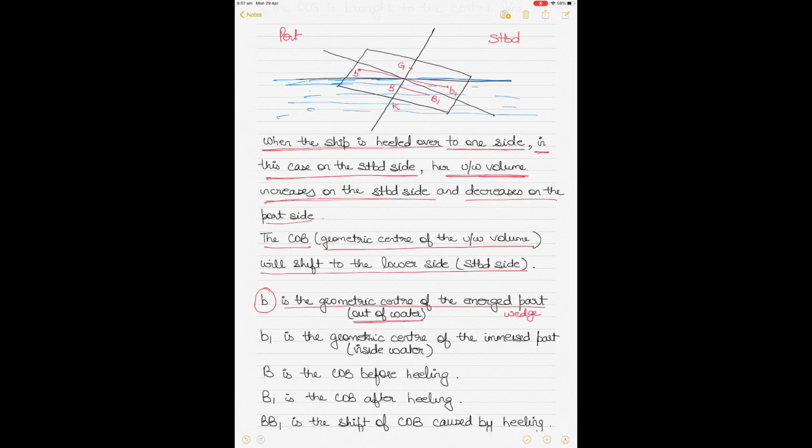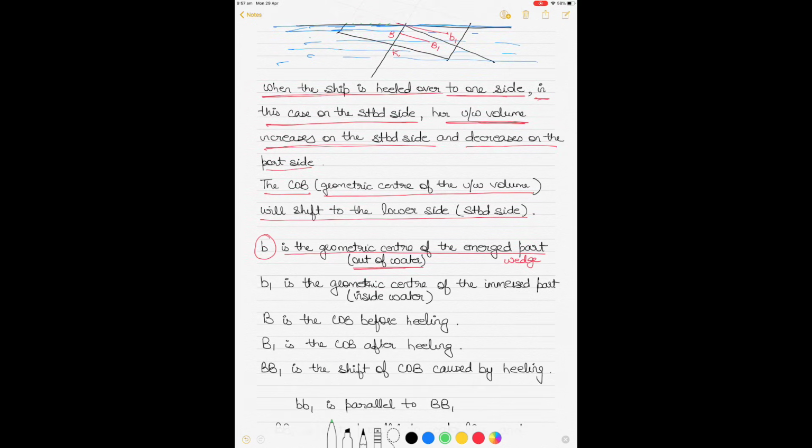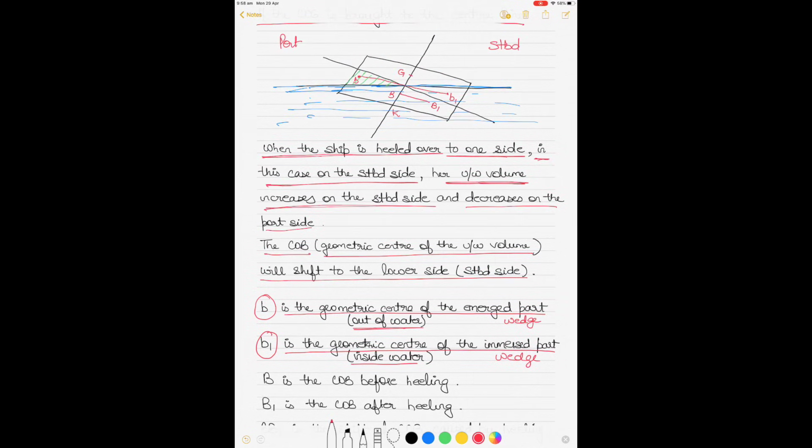Alright, that is B. So the immersed part, let me show you by a green color. Right, this is the immersed part. The geometric center of the immersed wedge is small b. Similarly, small b1 becomes the geometric center of the immersed part of the wedge inside the water. Again, let me show you with a green color. This is the geometric center of b1.